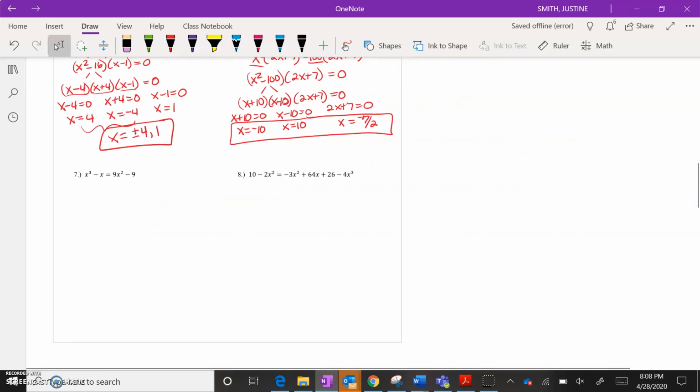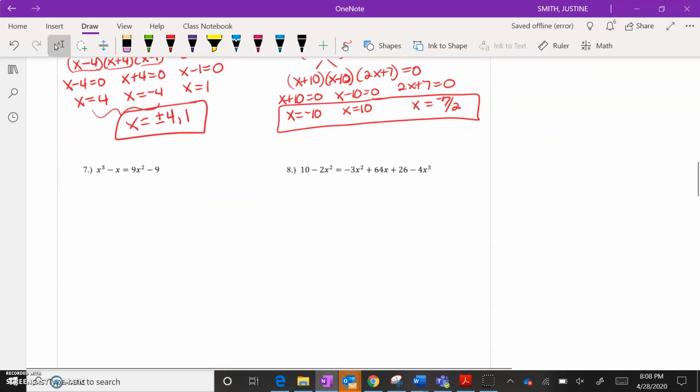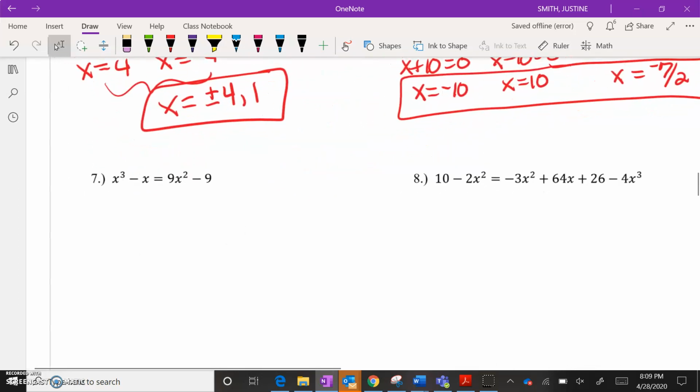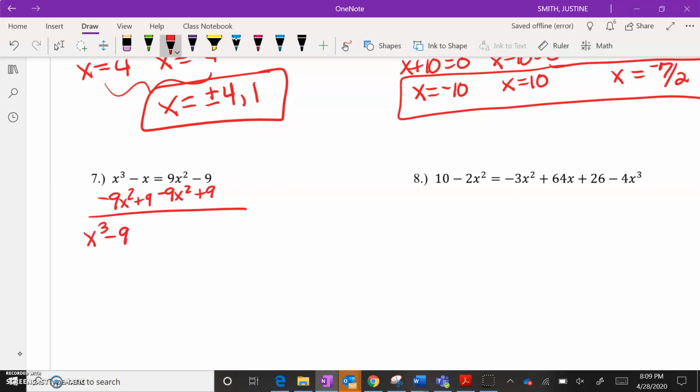All right, so number 7, so these were all set equal to 0 already. Number 7, you obviously have to do that first. So I'm going to subtract the 9x squared and add 9 to both sides. Okay, so I'm going to get x cubed minus 9x squared minus x plus 9. And now I'm going to group these.